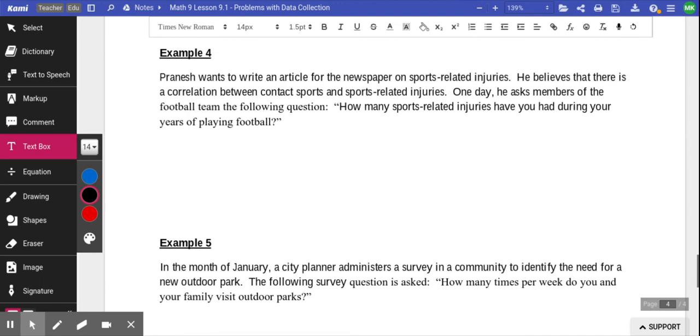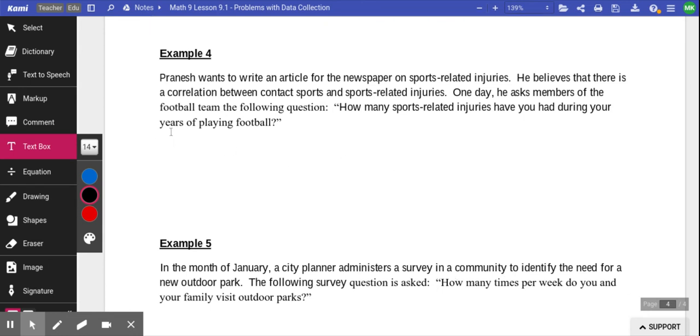Okay, example 4. Pranesh wants to write an article for the newspaper on sports-related injuries. He believes that there's a correlation between contact sports and sports-related injuries. One day, he asked members of the football team the following questions. How many sports-related injuries have you had during your years of playing football? Okay, what's wrong with this question?